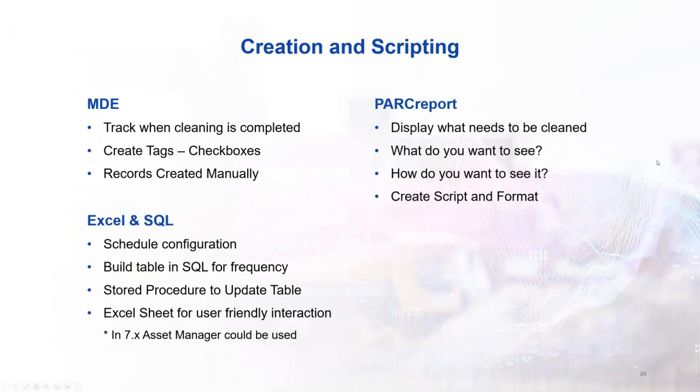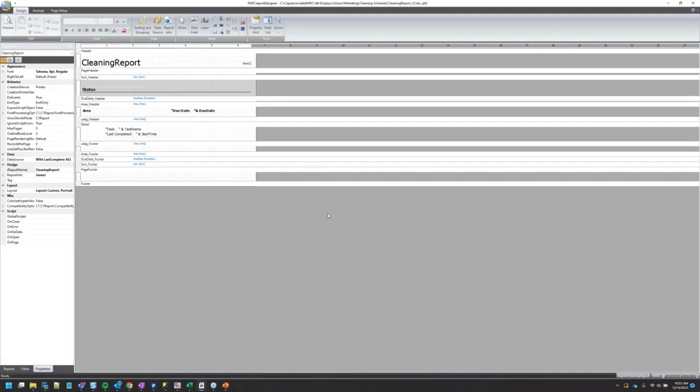All right, so now it's time for the PARC report. We know that we wanted to show what needed to be cleaned and what was coming up next. So in order to do that, we needed to know what we wanted to see, how we wanted to see it, and then we had to do some scripting and formatting in order to get it that way. So go ahead and open our PARC report designer. This is where we actually build the report that we will be able to send later using our workflow.